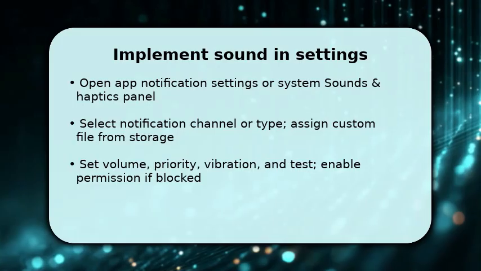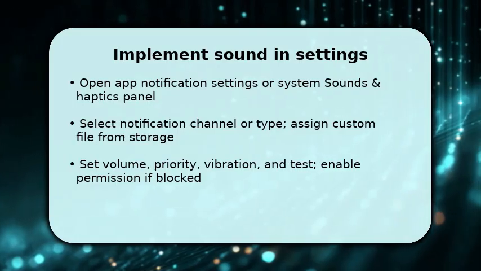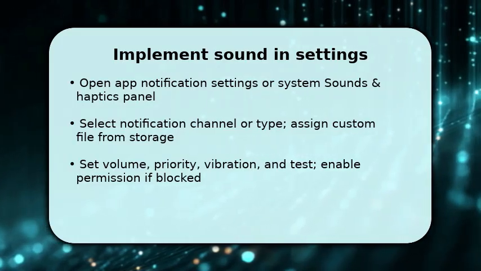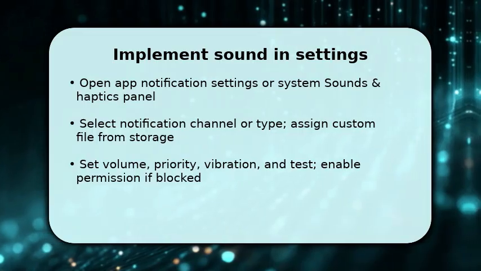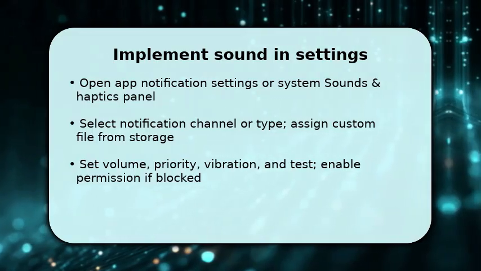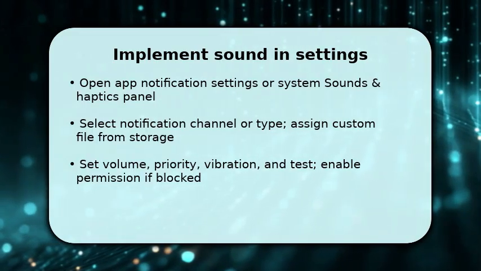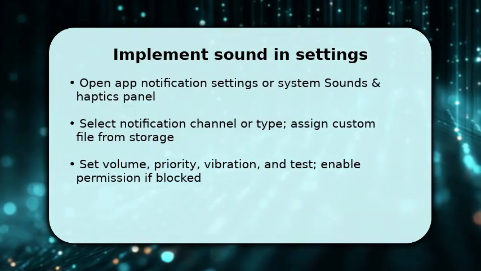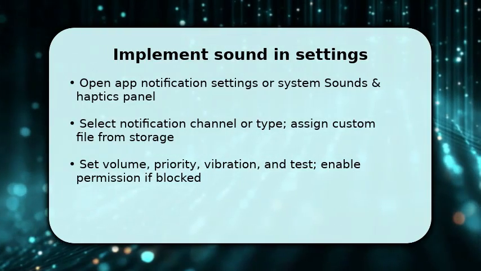You now assign the sound to the specific notification channel or type. On Android, navigate to Settings, Apps, Notifications, channel, then choose Sound and pick your file. On iOS, go to Settings, Sounds and Haptics, or Set Per App Tone when supported, selecting the imported tone.